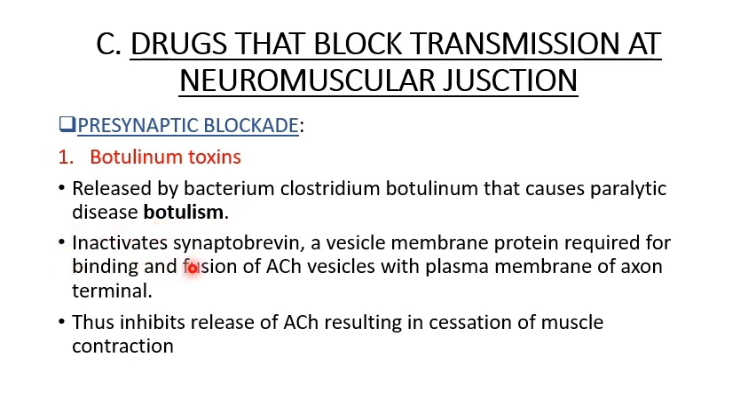This causes inactivation of synaptobrevin, a vesicle membrane protein which is required for binding and fusion of acetylcholine vesicles with the plasma membrane of the axon terminal. Thus, it prevents exocytosis of acetylcholine into the synaptic cleft. This inhibits the release of acetylcholine, resulting in cessation of muscle contraction.